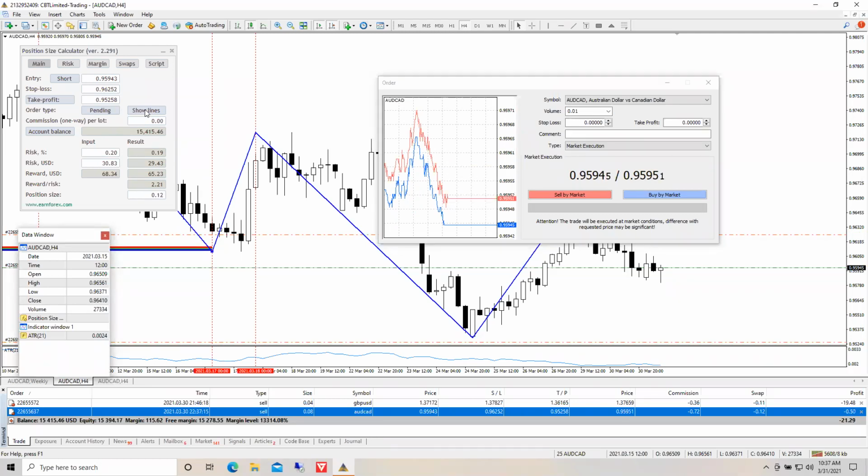All right, so hopefully that has helped to enlighten you on, first of all, the differences between the order types, and secondly, the different ways that you can actually place orders and execute trades.